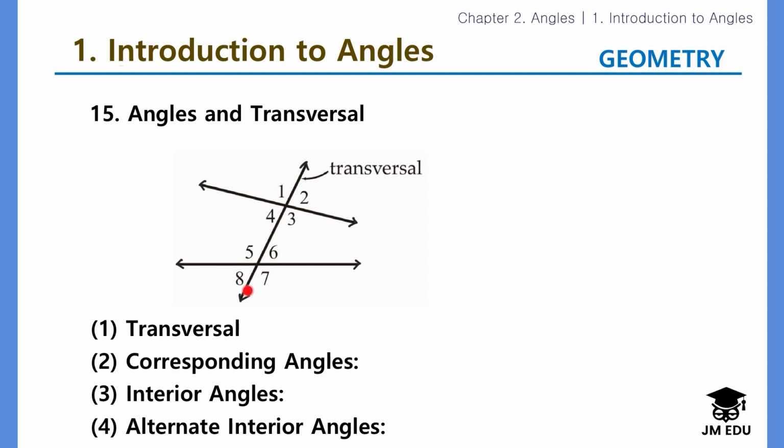Bottom left, and last, angle 3 and angle 7 are corresponding angles. Bottom right, right? So let's write those angles. Angle 1 and angle 5 are corresponding angles. Angle 2, top right, angle 6, top right, they're corresponding angles. And angle 4 and angle 8, bottom left, and angle 3 and angle 7, bottom right.